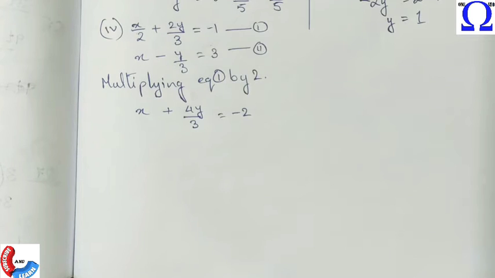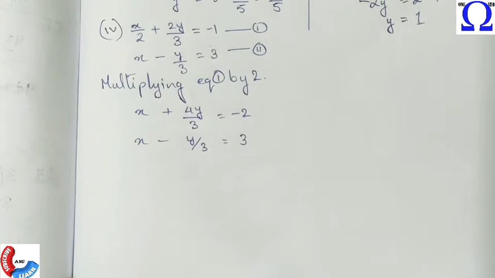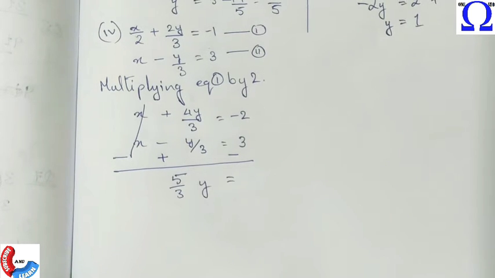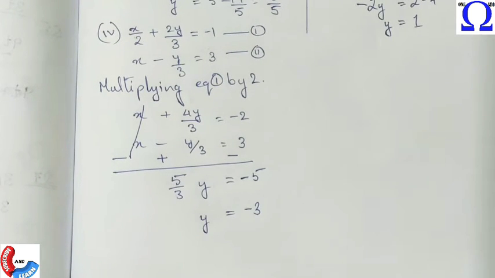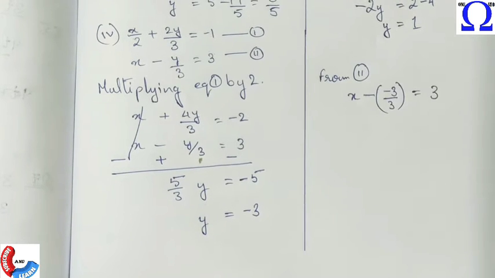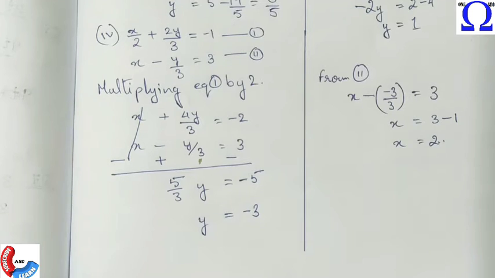Okay, so to make our calculations easy, see, now we have the same x in both the equations, so we will subtract these equations. And we know while subtracting we need to change the signs, so y will be equal to minus 3. Okay, I'll put this in equation 2 like this and find the value of x to be 2. Okay, so this is how we find the values by using the elimination method.